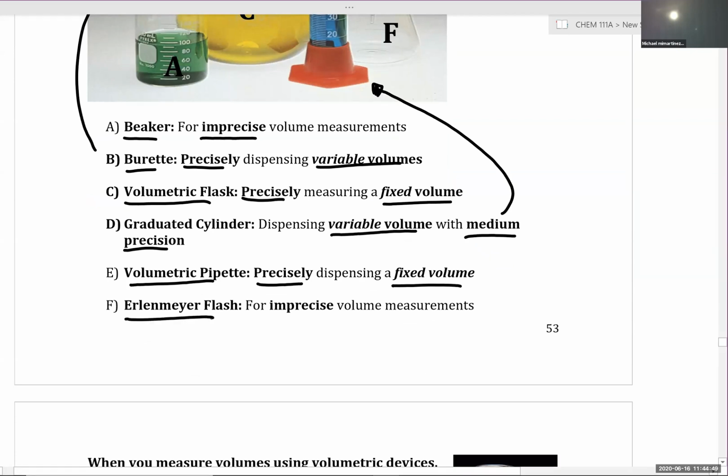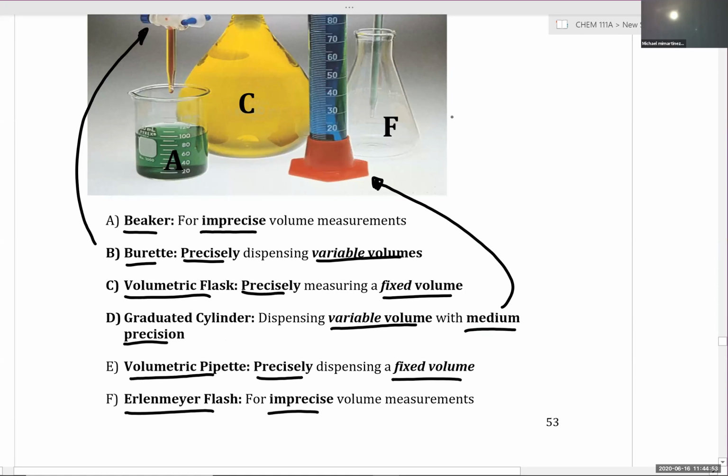Finally, you have your Erlenmeyer flask, which is for imprecise volume measurements. An Erlenmeyer flask shown here is really just used for mixing things. So if you're having trouble identifying glassware from your lab kit, you can always reference this page.